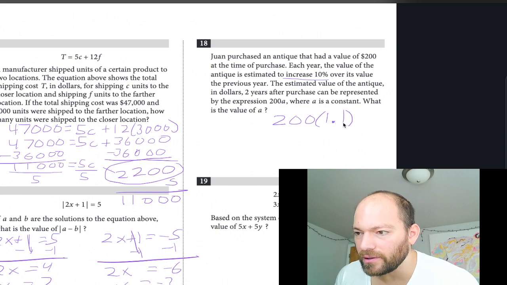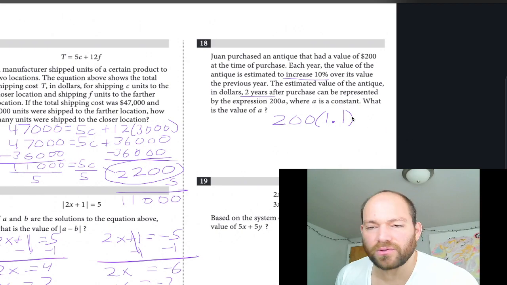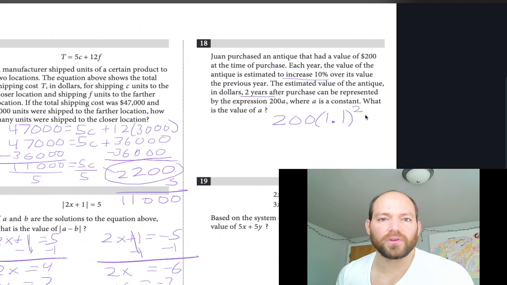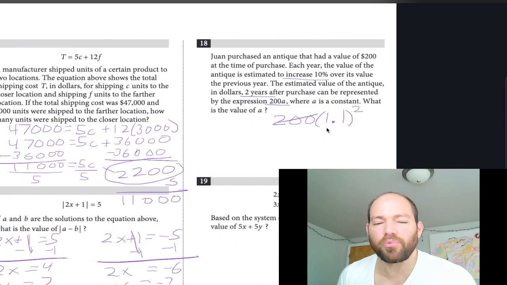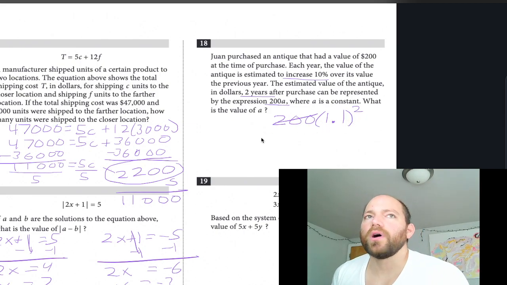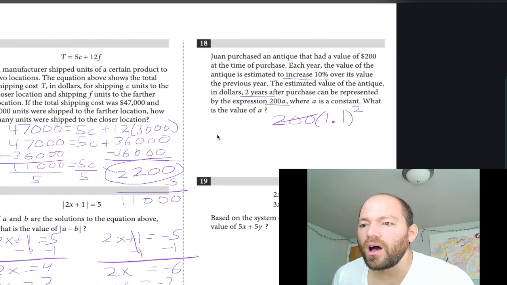So 1.1. And they said it happens 2 years later. So there's going to be a 2 over here. Now, they said that this can be represented by the expression 200A. And this is our expression. So the 200 is already here. So the A part must be this. The rest of it, the 1.1 squared. Well, we just got to do 1.1 times 1.1.